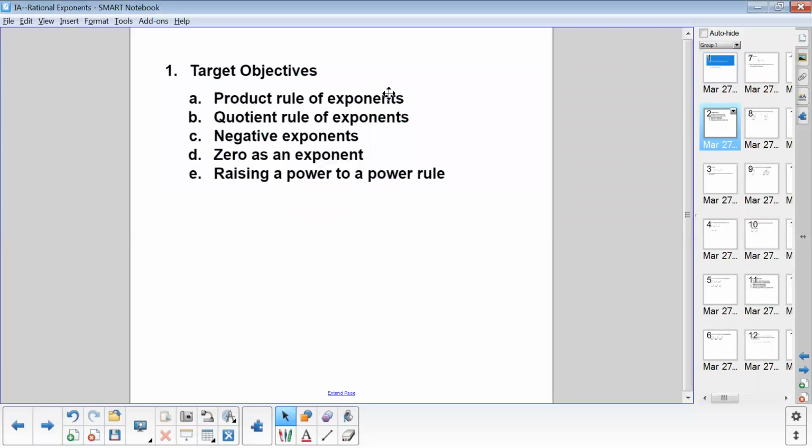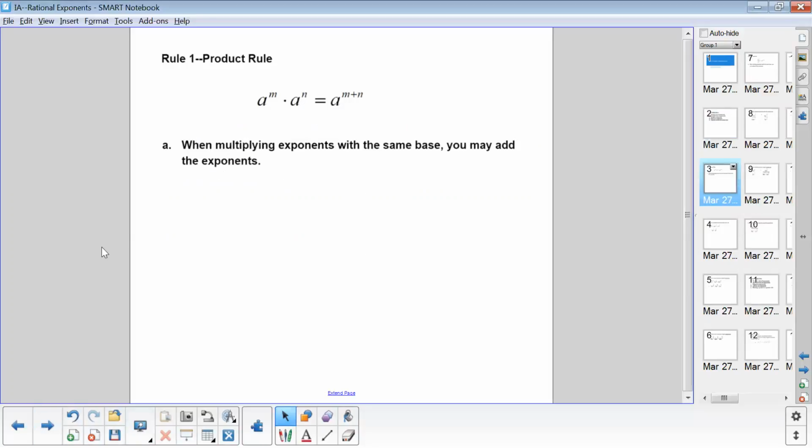So the objective is to look at the product rule, the quotient rule, and what happens when we have negative exponents or a zero as an exponent, and then the power to power rule. The product rule states that if the bases are the same and you're multiplying with bases and exponents, you're allowed to add those exponents together.